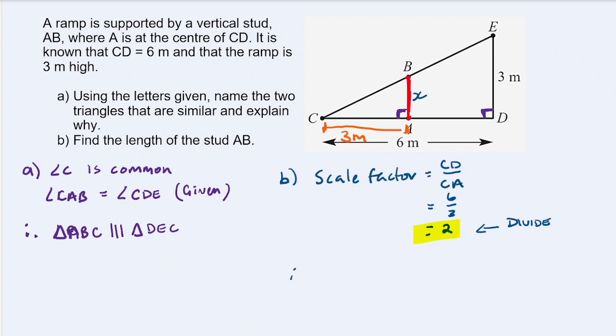So therefore, X equals 3, which is the matching side, divided by 2, which is going to be 1.5 meters.